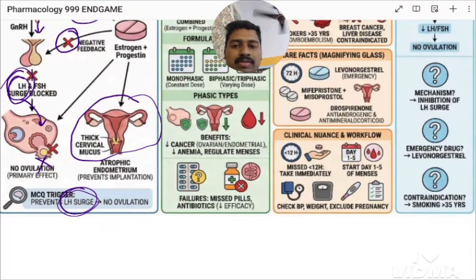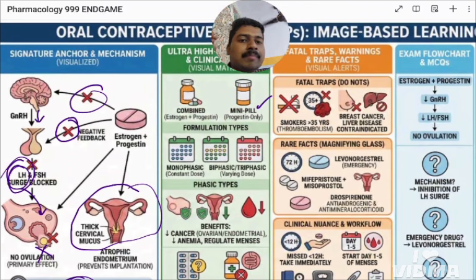Now what will happen in case of failure? There can be two reasons for failure. One is missed pills. Second, I told you in the initial part in pharmacokinetics, there are some enzyme inducers, like anti-epileptics or antibiotics, which can induce the enzymes and cause quick breakdown of OC pills, okay. So in that case, there can be failure of these OCPs. This will be asked in your questions.